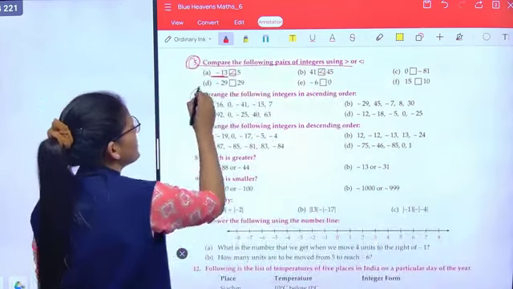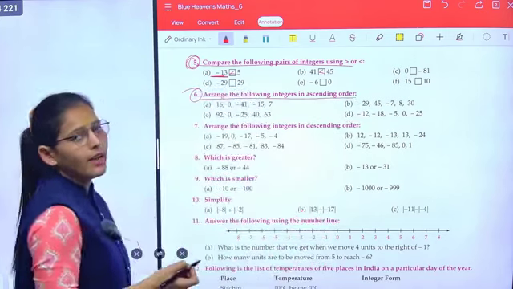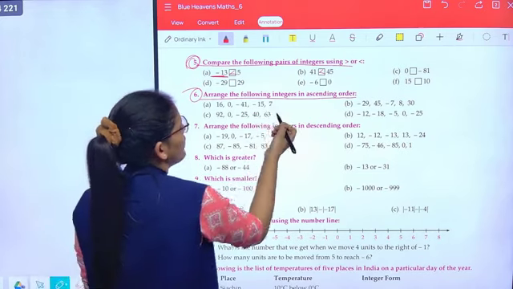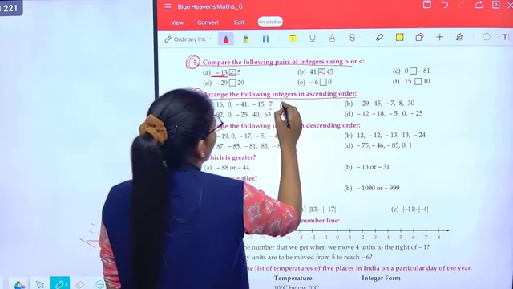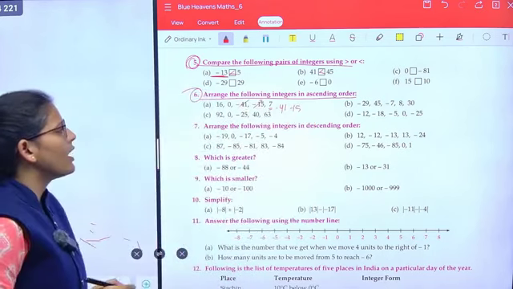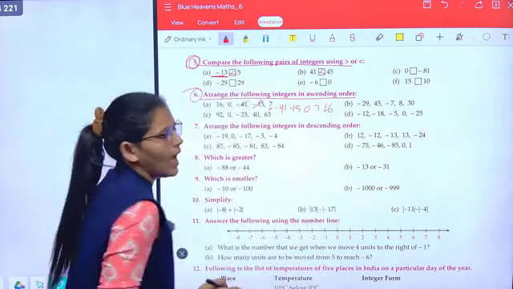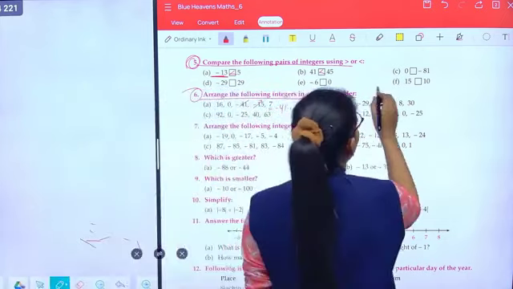Come on, question number 6. Arrange the following integers in ascending order. Class, ascending order में देने के लिए what is it? Smallest to greatest. Now class, -41. Now -15. Now class, 0, 7 and 16. Understand? You can see the B part.